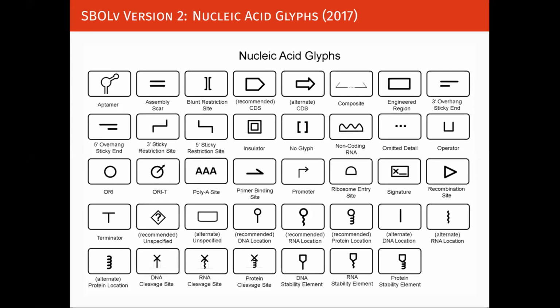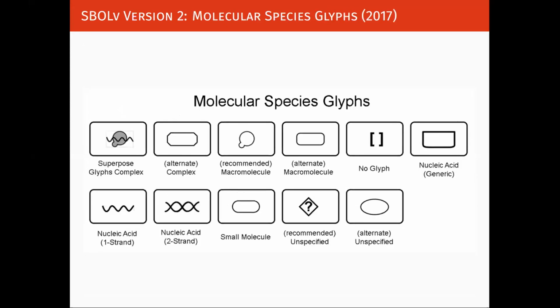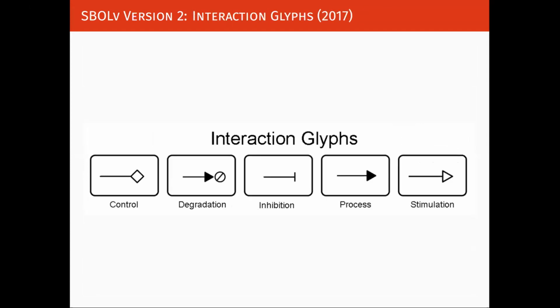In addition to this, because SBOL data version 2 incorporates other types of molecules, we also introduced glyphs to represent things like complexes, small molecules, proteins, RNAs, etc. And then finally, we started to introduce ways of representing the interactions between these components, like inhibition with an arrow with a flat head, or stimulation, or other types of degradation or other processes.